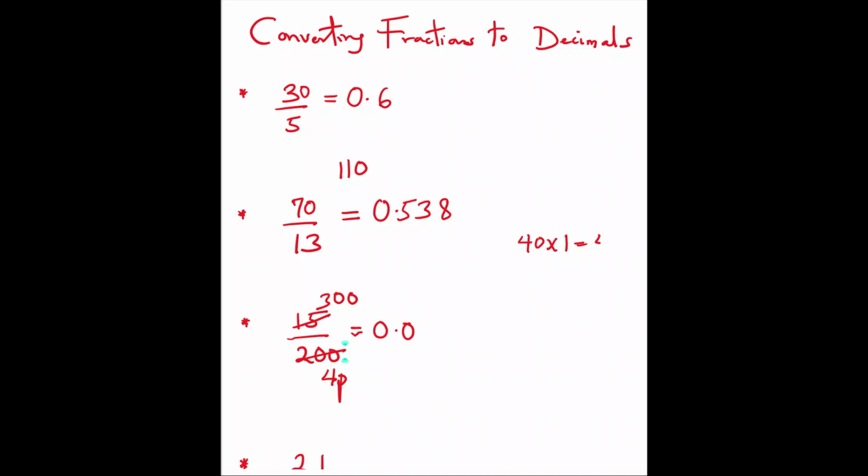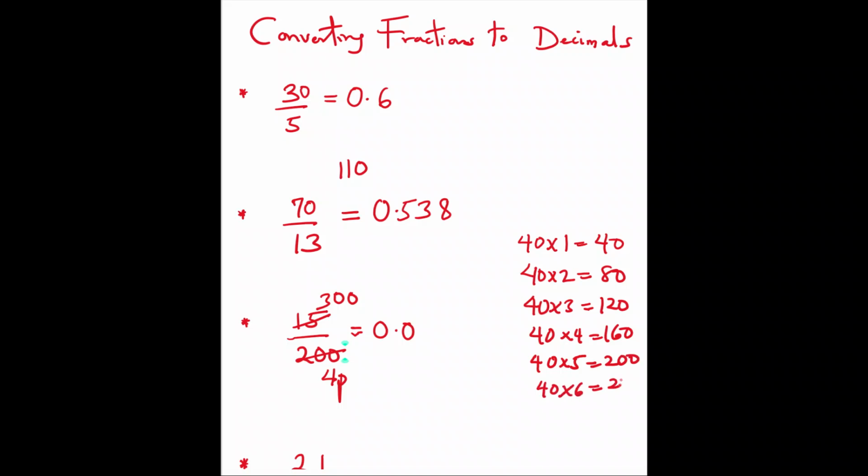So we can do 40 times 1 is 40. 40 times 2 is 80. 40 times 3 is 120. 40 times 4 is 160. 40 times 5 is 200. 40 times 6 is 240. Okay. 40 times 7 is 280. 40 times 8 is 320.